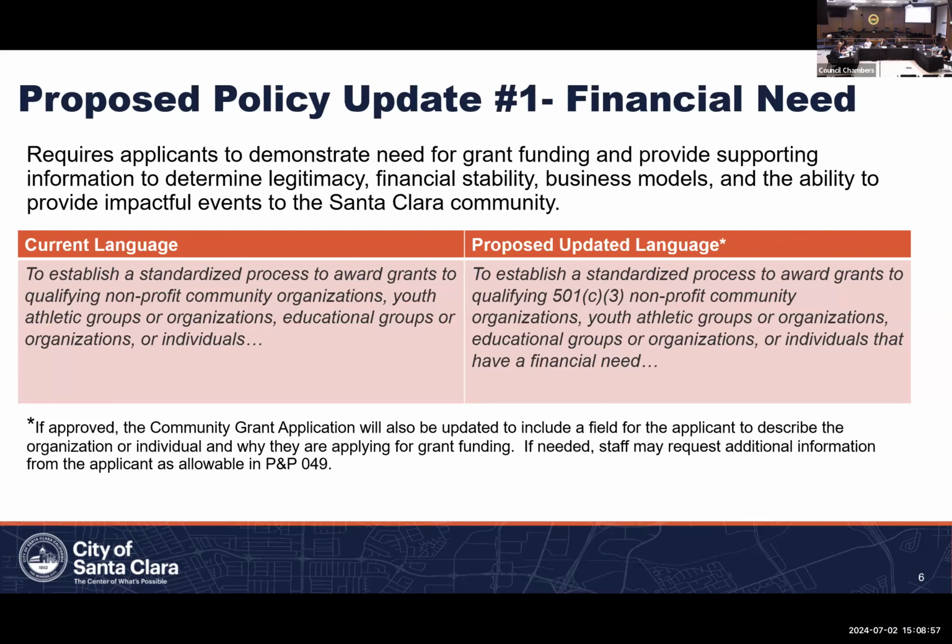The first proposed update before you is to add language in the policy to indicate that applicants have a financial need for grant funding. This proposed update would require applicants to provide supporting information in the application process in order to learn more about the applicant's ability to provide meaningful events to the city. For example, if approved, the application could include a field where the applicant has the opportunity to describe their organization or group or themselves. Perhaps they are a nonprofit volunteer-run organization that relies on grant funding to increase positive community impact. Staff can follow up with the applicant as necessary, which is already allowable in the current policy. Next slide, please.